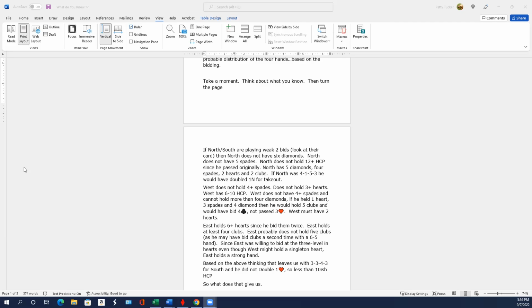And West bid 1 no trump over 1 heart. Okay, well, West does not have 4 spades. We know that absolutely. So let's think about that. We said East is 6-4, and West does not have 4 spades. There's an awful lot of spades out there somewhere, and they're in North and South.